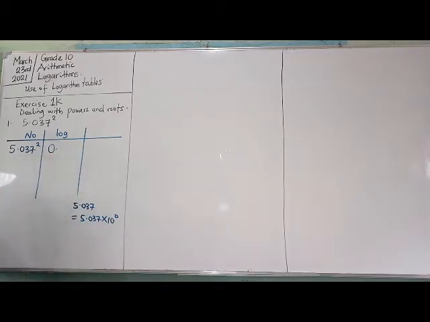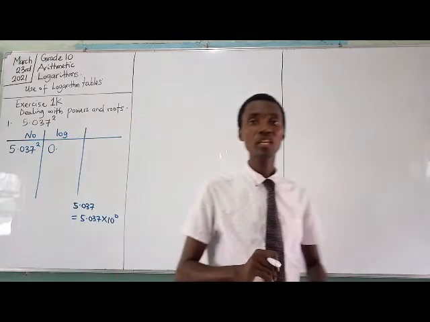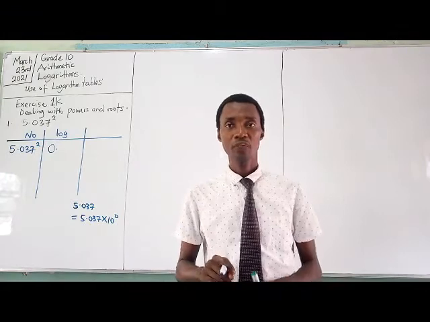Then I'll go to my logarithm table and look out for 50 under 3 difference what? 7. So let's do that. 50 under 3 difference 7.